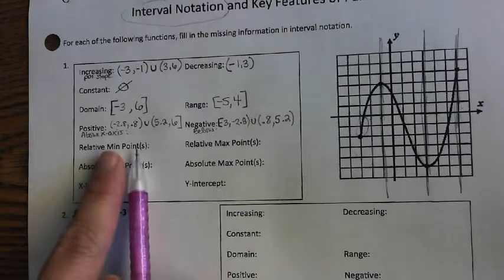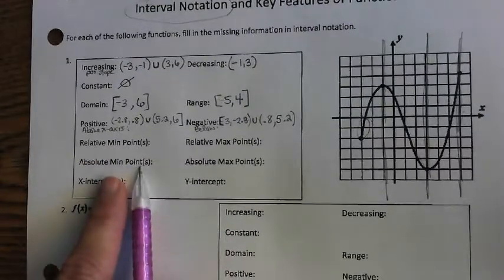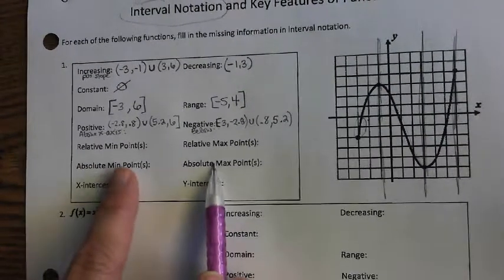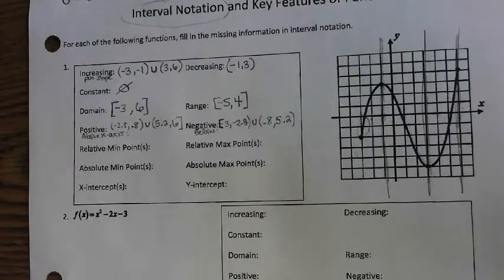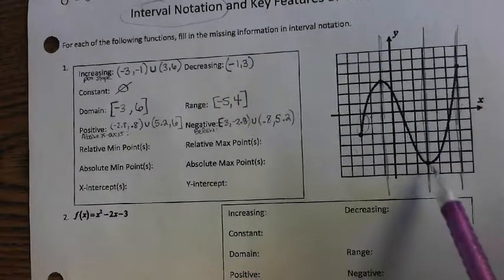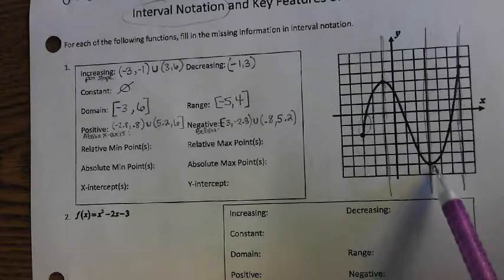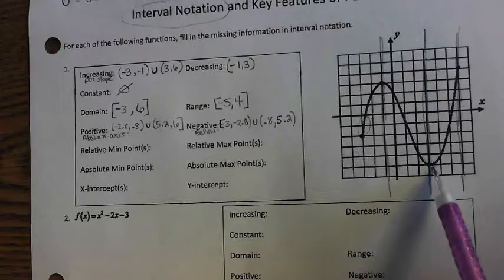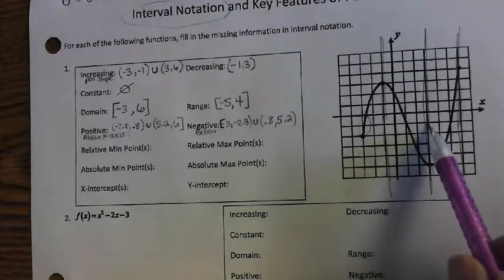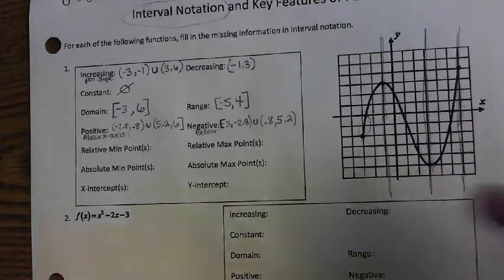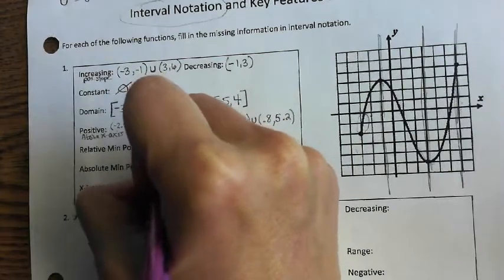Relative minimum points. Okay, there's relatives and there's absolutes. So let's actually do absolute first. Absolute means what is the lowest point on the graph, and that is right there. Do we all agree with that? That's an absolute minimum. That is the point, and it asks for a point here. So 1, 2, 3, negative 1, 2, 3, 4, 5. So 3, negative 5 is our absolute minimum.